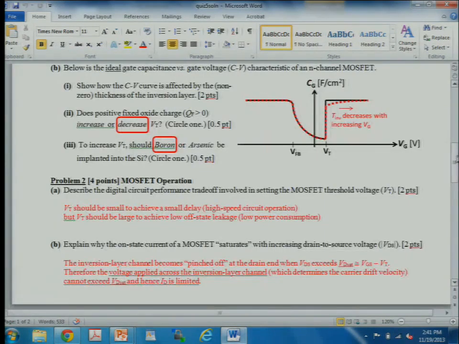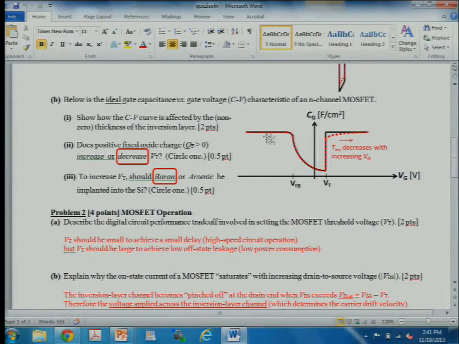Okay. So if you include the accumulation thickness layer, that's fine. Because yeah, the accumulation layer also has a thickness effect. So again, you start out with a line that's below the ideal, and it'll approach the ideal as you go to more and more negative voltage. So that's fine. You won't get penalized for that.